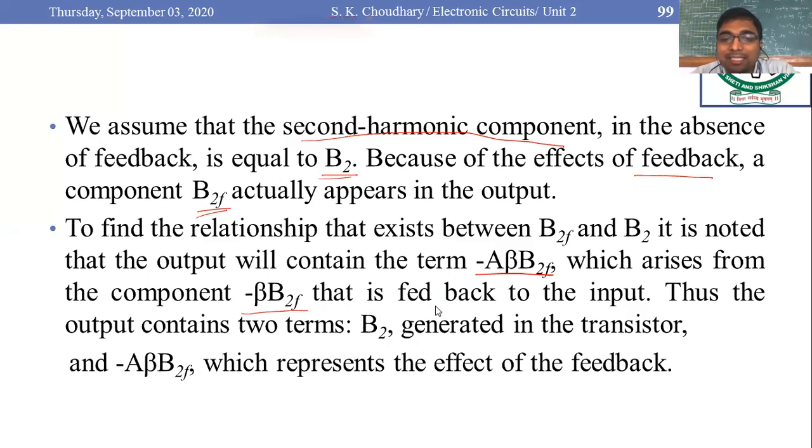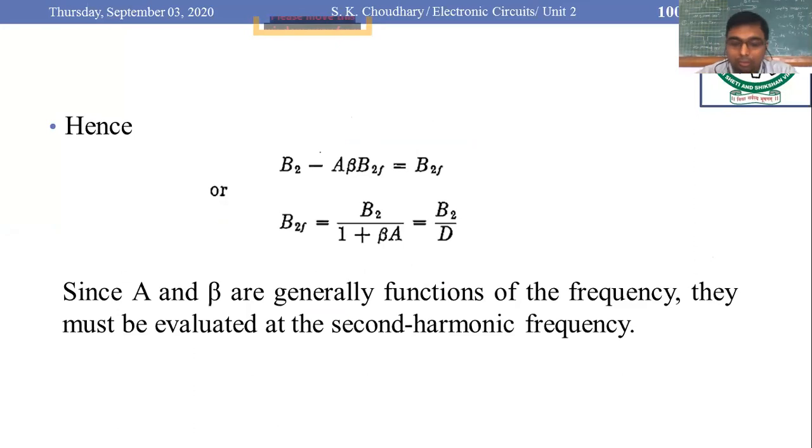Now we establish the relationship between B2F and B2. You can write the equation: B2, the second harmonic component without feedback, minus A beta B2F is equal to B2F, the second harmonic distortion component after applying negative feedback. So B2F is equal to B2 upon 1 plus beta A, that is, B2 upon the desensitivity factor.